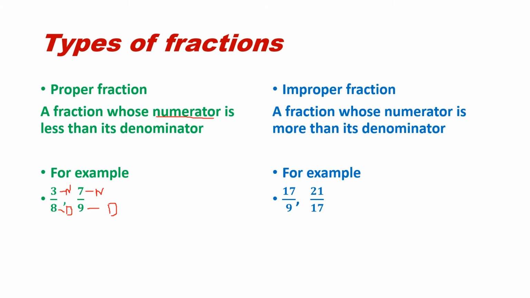What is an improper fraction? A fraction whose numerator is more than its denominator. See here, 17 is the numerator and 9 is the denominator. And 17 is more than 9. So this is an improper fraction. 21 by 17, 21 is the numerator, 17 is the denominator and 21 is greater than 17. So we can say that this is also an improper fraction.